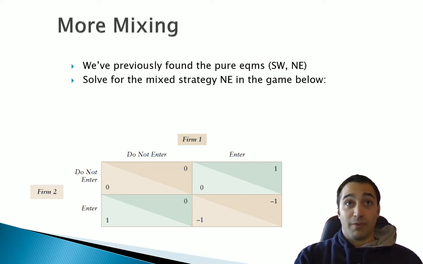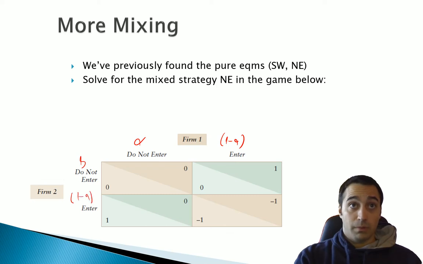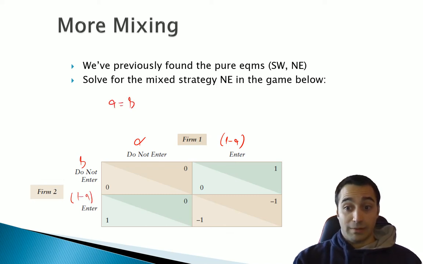Therefore, we know if we define firm 1's strategy as alpha, 1 minus alpha, and firm 2's strategy as beta, 1 minus beta, our alpha has to equal our beta because they're doing exactly the same things. If you find a game that is symmetric, you only have to solve for one of the players. They're both going to do exactly the same thing. So solve for alpha, or beta if you prefer, and let me know how you do.